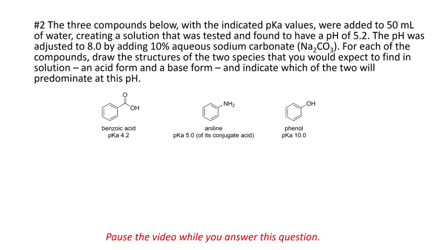Okay, so pause the video, make a little table, and fill in the information. You have benzoic acid, pKa of 4.2, aniline with a pKa of its conjugate acid of 5.0, and phenol with a pKa of 10.0. Target pH is 8.0. What have you got in that solution?